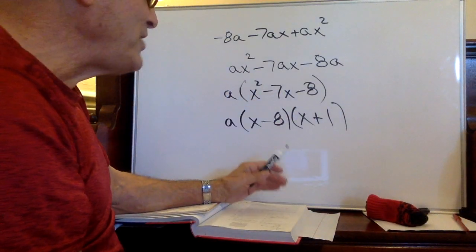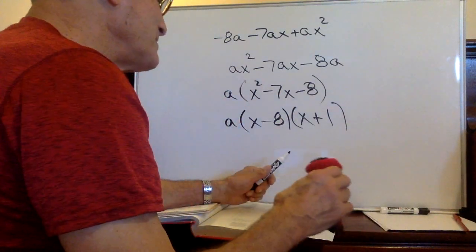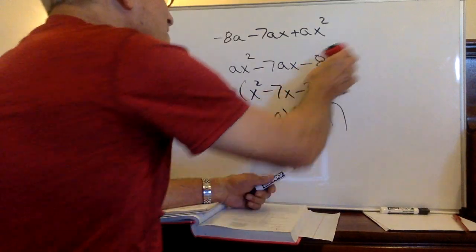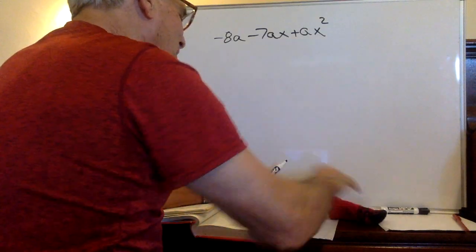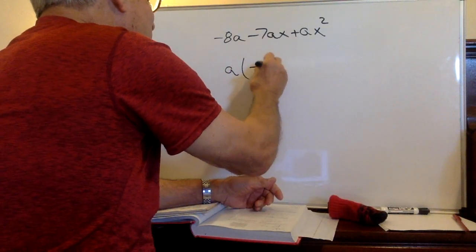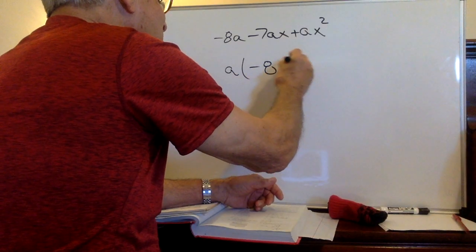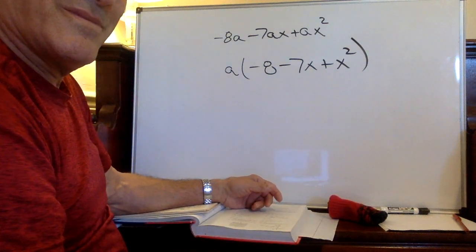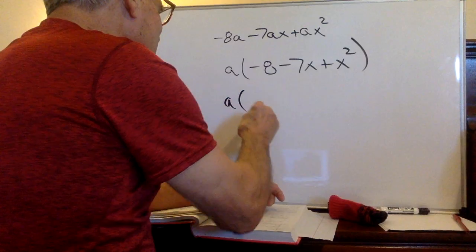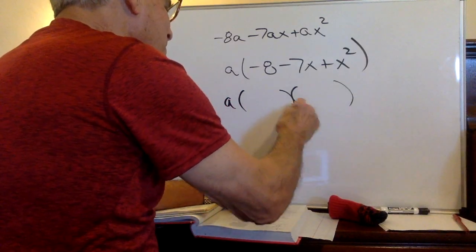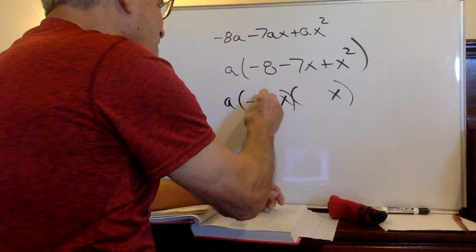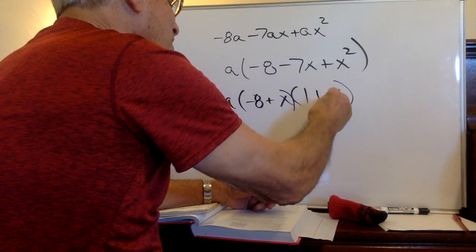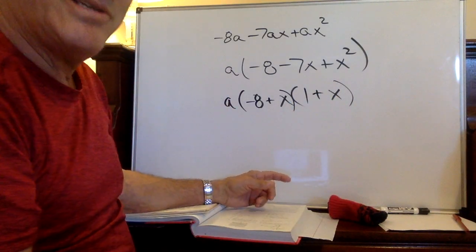If you did not rearrange your terms, you might have had a little bit of difficulty, but it's basically still the same problem. Factor out an a. You've got negative 8 minus 7x plus x squared, which is a times, it's still negative 8 and 1 plus x plus x. That is exactly what we had before.